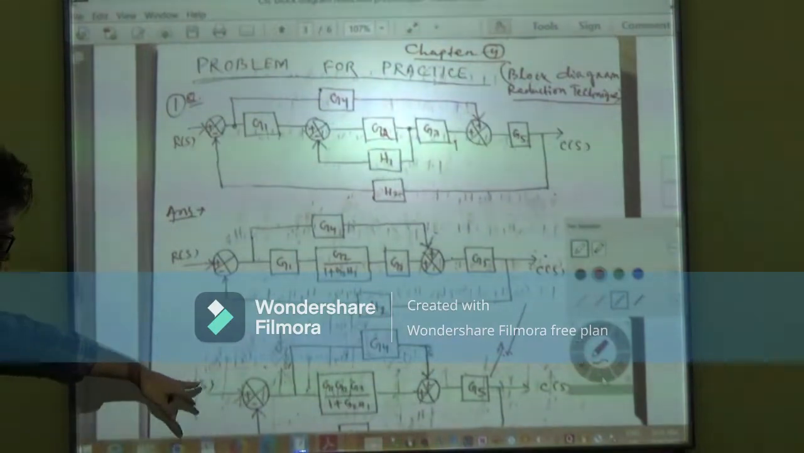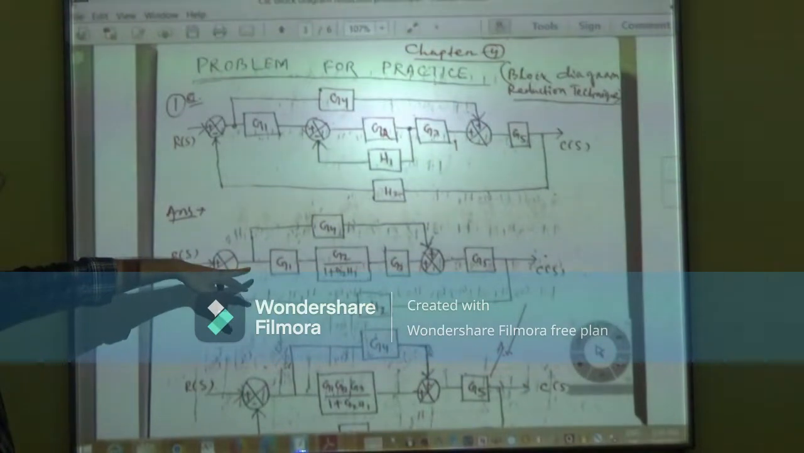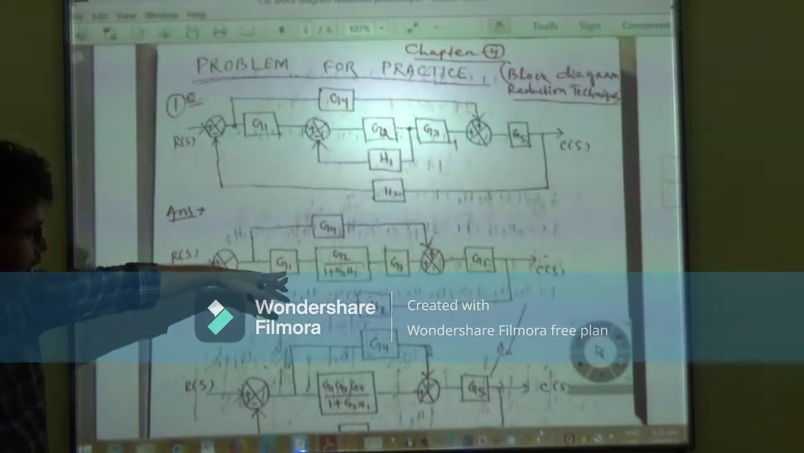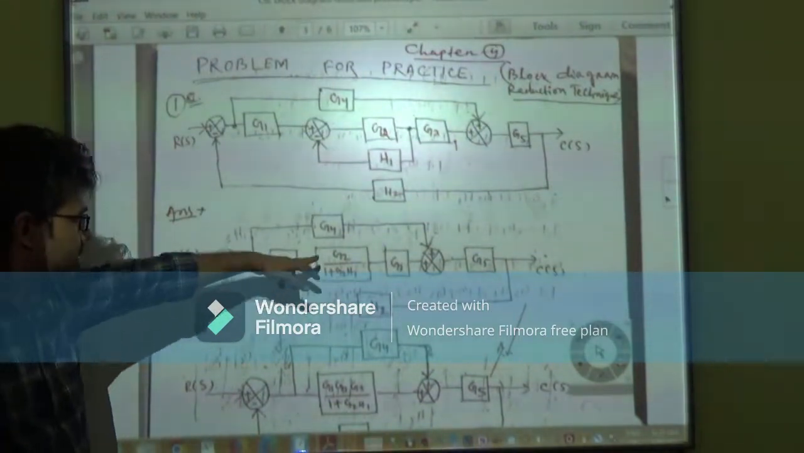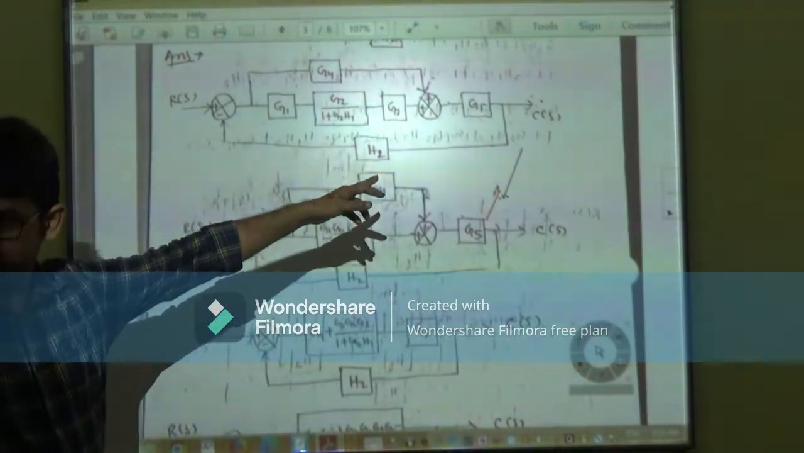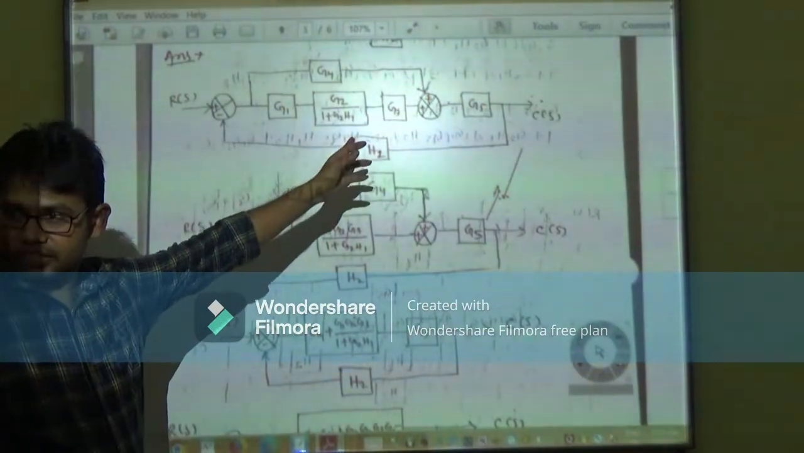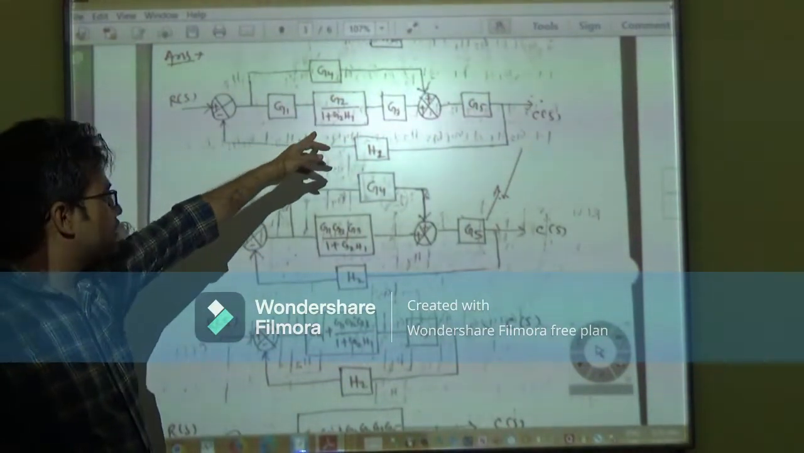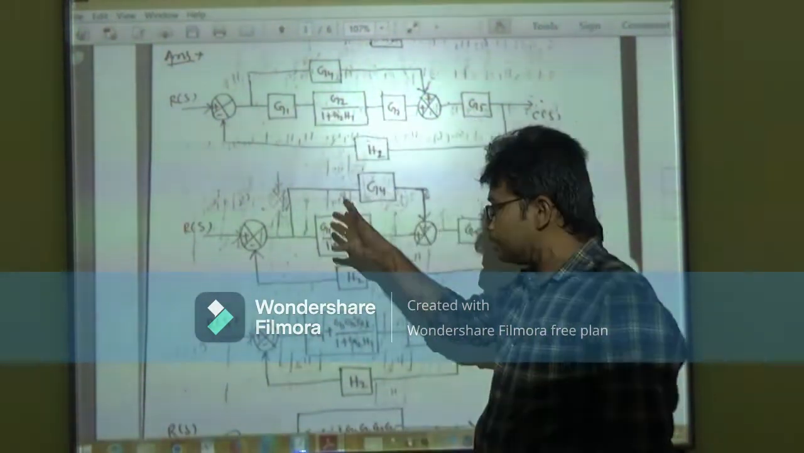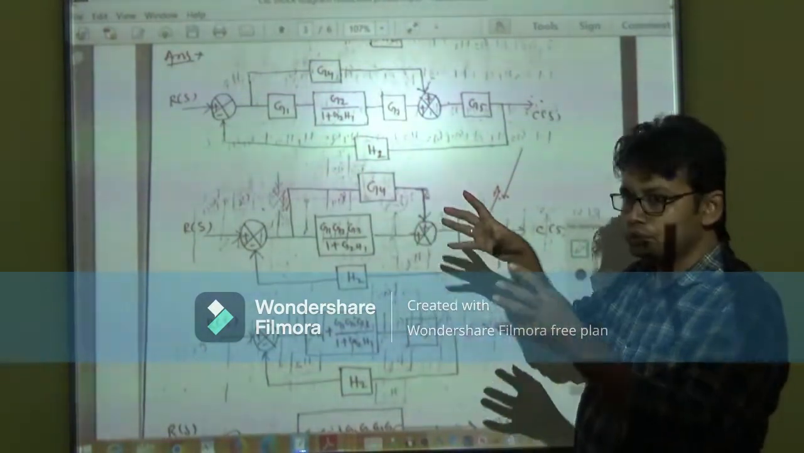Next, R of S. Where can we find the series path or parallel path? Here we can see G1, then the second block is G2 by 1 plus G2 H1, and the third block is G3. So it is a series path, connected in series. Then we solve the series path and reduce it, so three blocks are reduced to one block.